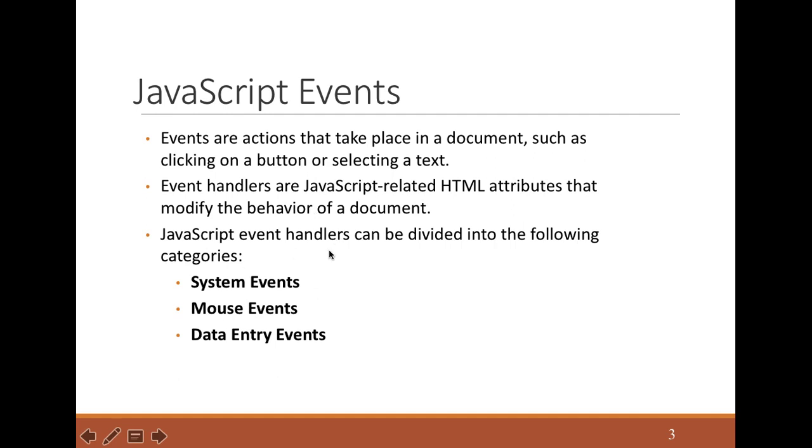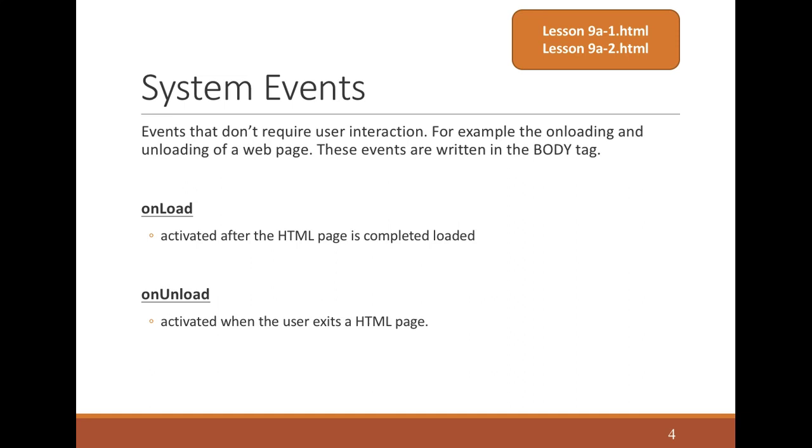There are three event handlers that we're going to focus on. The first one is system event, the second one is mouse event, and the last one is data entry event. For system events, you are going to learn two things: onload, and the second one, onunload. Onload means that while the web page is loading, it will trigger something. Onunload means that when you exit the page, it will trigger something.